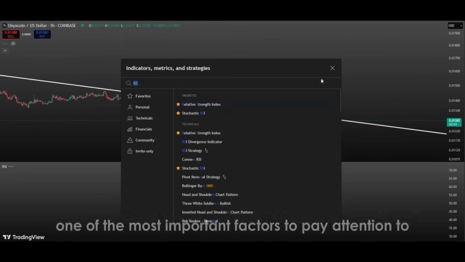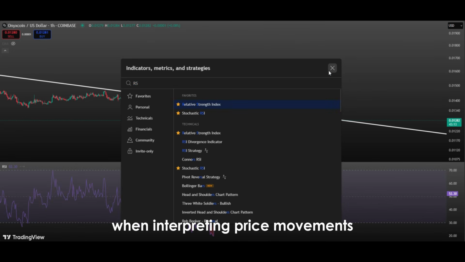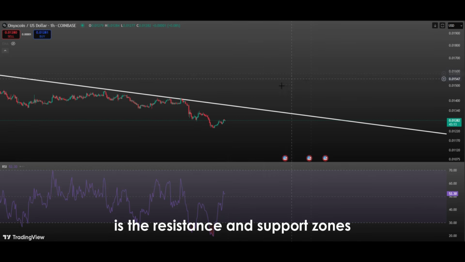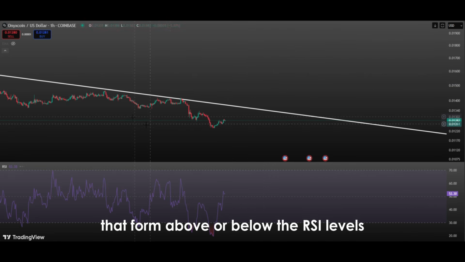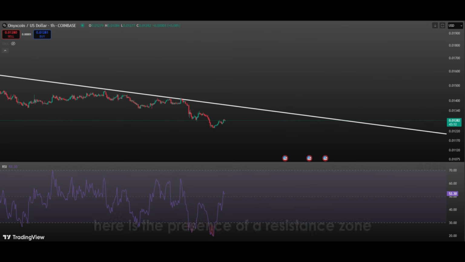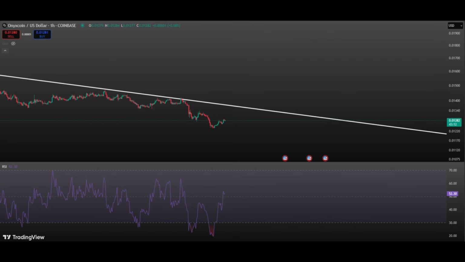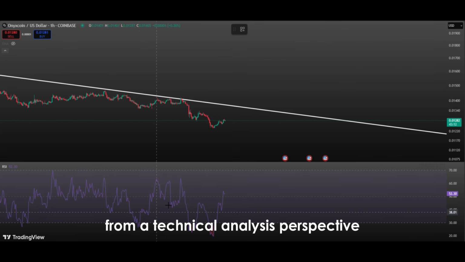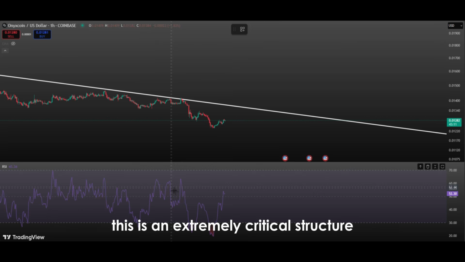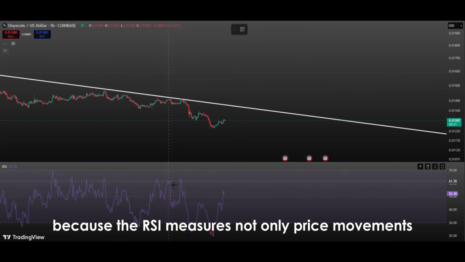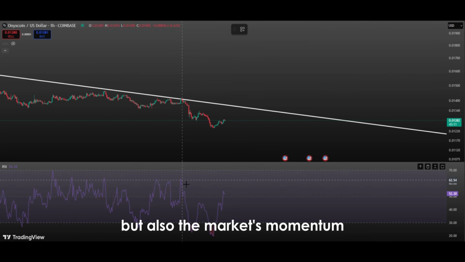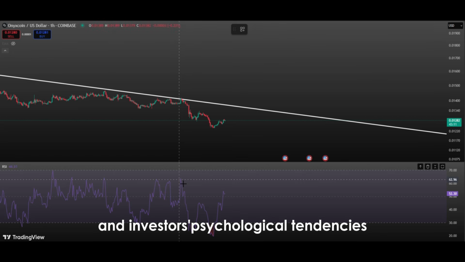One of the most important factors to pay attention to when interpreting price movements with the RSI indicator is the resistance and support zones that form above or below the RSI levels. The situation being discussed here is the presence of a resistance zone just above the RSI. From a technical analysis perspective, this is an extremely critical structure because the RSI measures not only price movements, but also the market's momentum and investors' psychological tendencies.